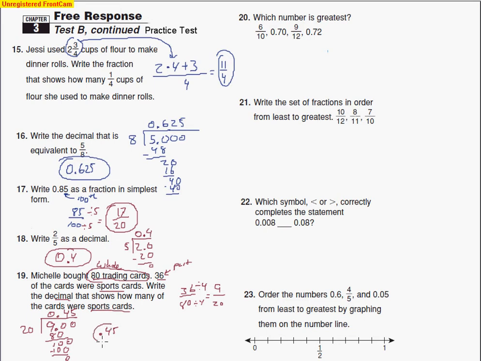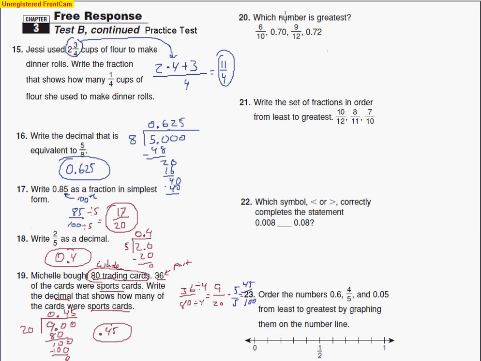Another way to do that, since we could make the denominator 100 fairly easily with this fraction, is to multiply by 5 over 5. That would give me 45 over 100. That is the same thing as reading it off as a decimal, 45 hundredths. Another way to do the same problem.